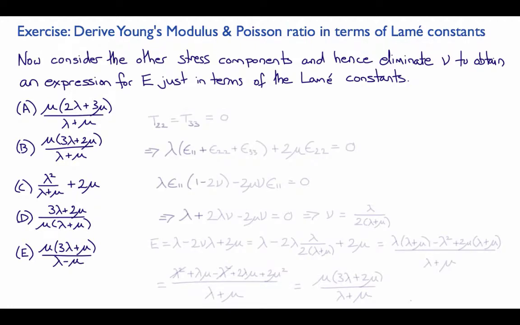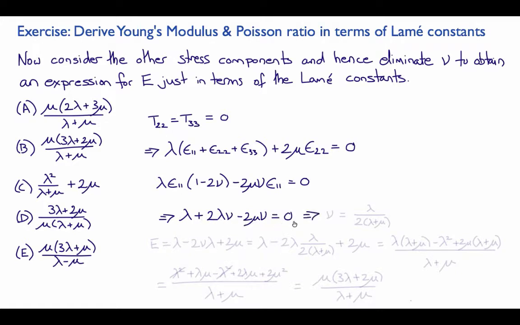So now we make use of the fact that the normal stresses perpendicular to the axis of the tension, T22 and T33, are equal to 0, which gives us from the isotropic Hookean elastic solid's constitutive law that lambda times epsilon 11 plus epsilon 22 plus epsilon 33, plus 2 mu times epsilon 22 or epsilon 33, is equal to 0. Now substituting in for epsilon 22 and 33, again using the Poisson ratio, we get that lambda epsilon 11 times 1 minus 2 nu, minus 2 mu nu times epsilon 11 is equal to 0. And then again we can cancel epsilon 11 from this to get that lambda plus 2 lambda nu minus 2 mu nu is equal to 0, which we can rearrange for nu in terms of the Lamé coefficients: nu equals lambda over 2 times lambda plus mu.